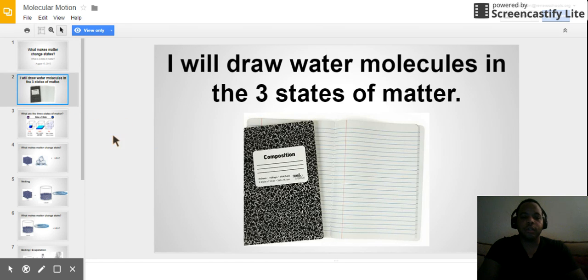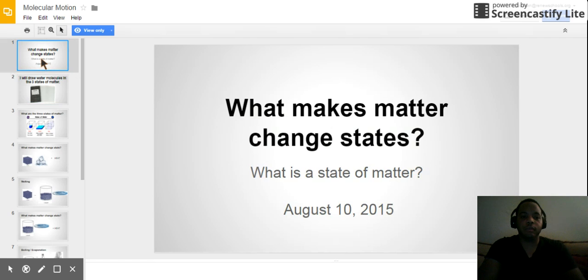So, students, today you should be on the right hand side of your notebook. As quickly as possible, when I tell you to go, I want you to write today's objective down. On the top line of your notebooks, write down: what makes matter change states? And what is a state of matter?